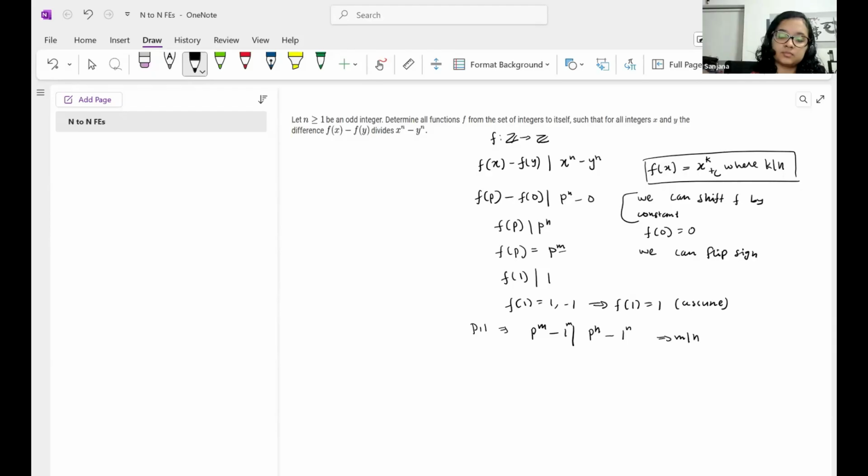In the question, is it given that f of x is constant for a specific n, or can it vary for each n? Yeah, so for different values of n, the function would be different. Okay.